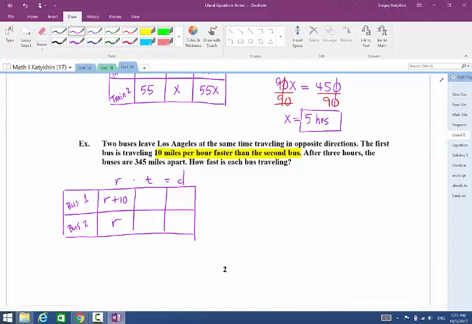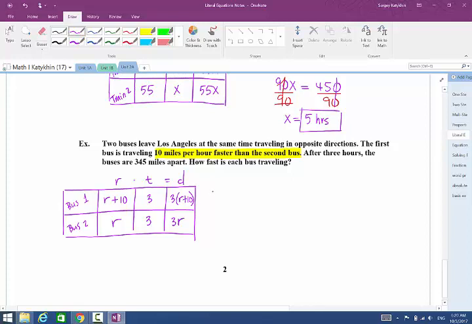Now, it says after 3 hours. Notice both buses after 3 hours, which means T is 3 here and T is 3 there. Well, how do I find my distance? Well, my distance is going to be rate times the time. So in this case, it would be 3 times R plus 10. And then this distance would be 3 times R, which is 3R.